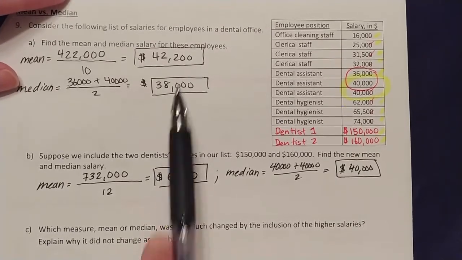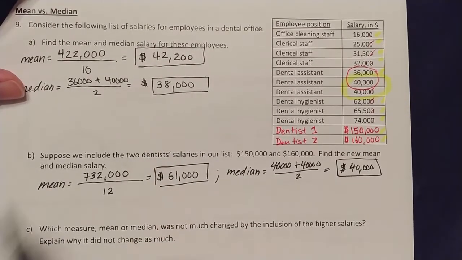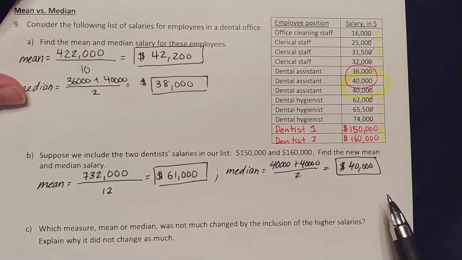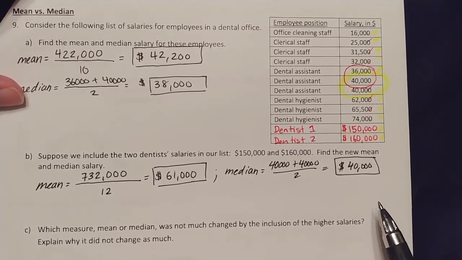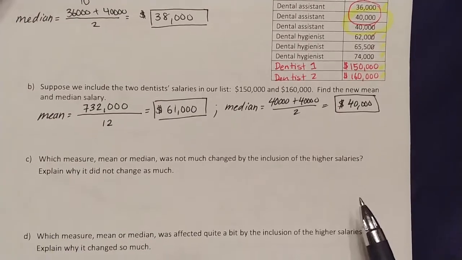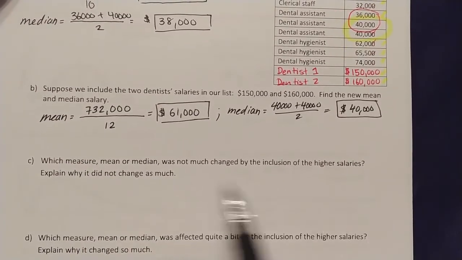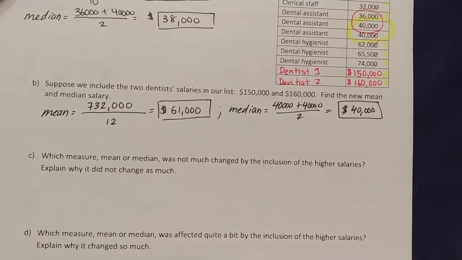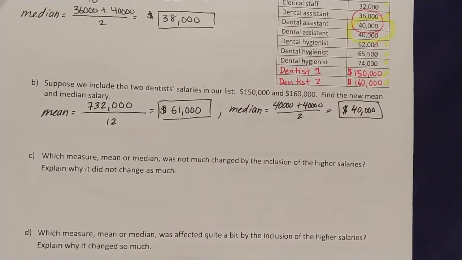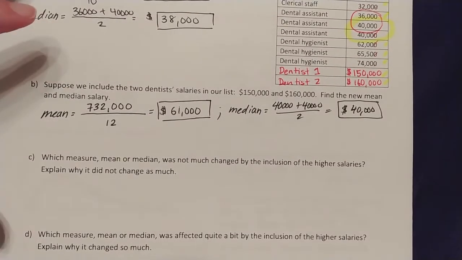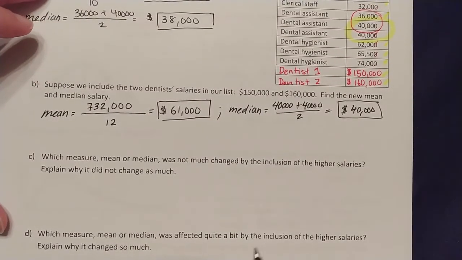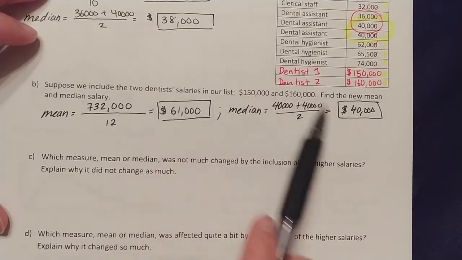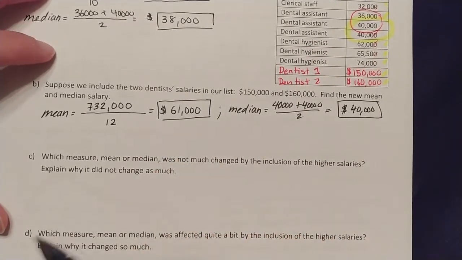Okay, so both values changed, right? Neither stayed the same. But as you can see, one of them changed a lot more drastically than the other. So part C says, which measure, mean or median, was not much changed by the inclusion of higher salaries? Explain why it did not change as much. So it's very clear that the median was not that much changed. It went from 38,000 to 40,000. Not a very big difference.